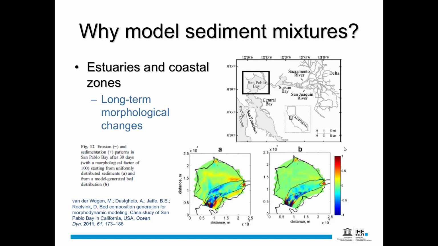The comparison here is shown in this figure, A and B. A is for uniform distribution of sediment, and B is with using an actual distribution of different fractions. And you can see that there are considerable differences there.